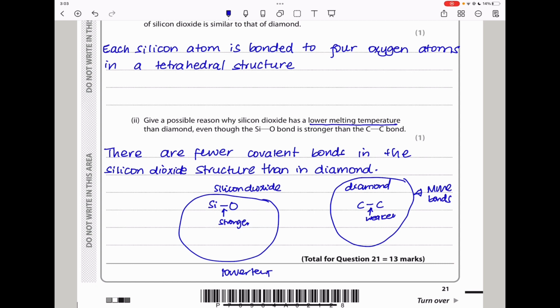So I said there are fewer covalent bonds in the silicon dioxide structure than in diamond. So overall in diamond, you require a higher amount of energy to break all the covalent bonds. That is why the melting temperature is higher.